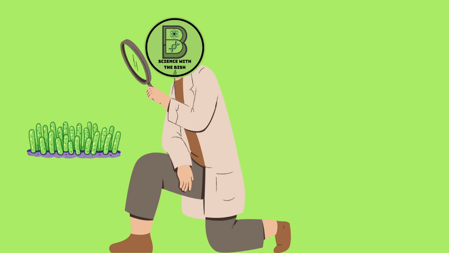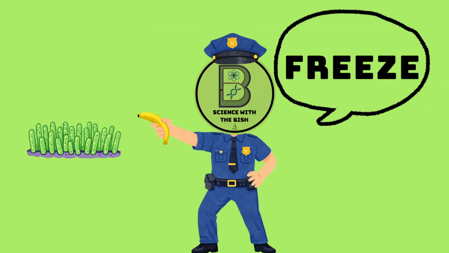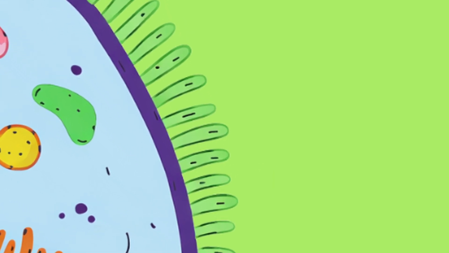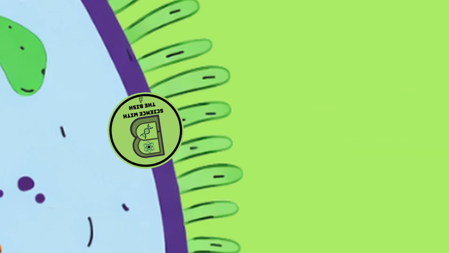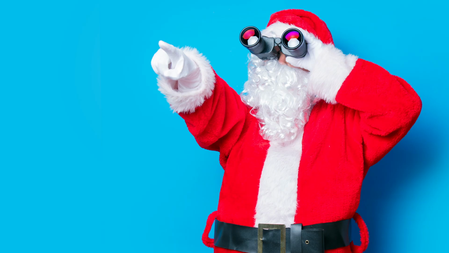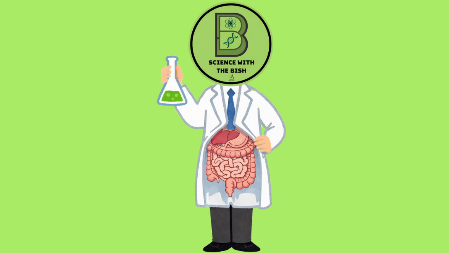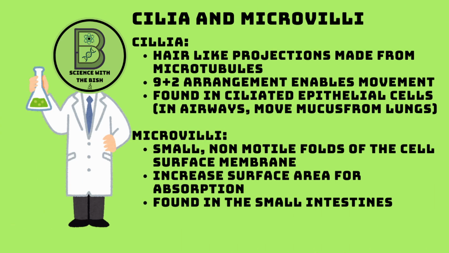Microvilli, on the other hand, are much shorter and don't move at all. They're simple folds of the cell surface membrane that increase the surface area to make absorption more efficient. You'll find them in areas that specialize in absorbing substances, such as the small intestine. Here's a summary of cilia and microvilli.